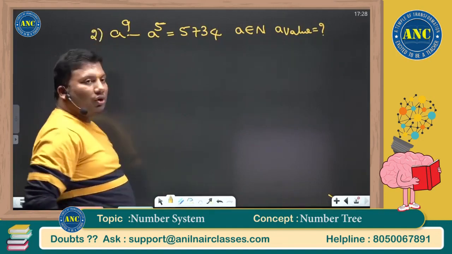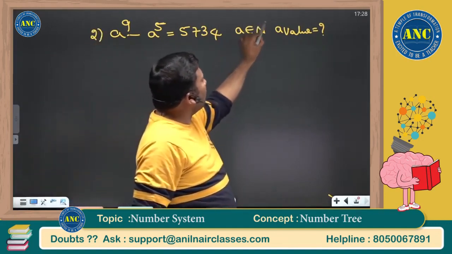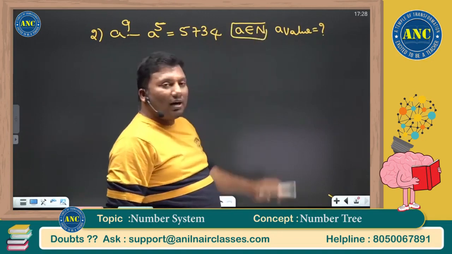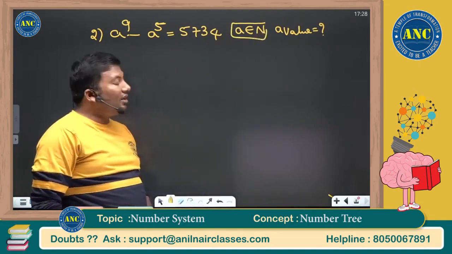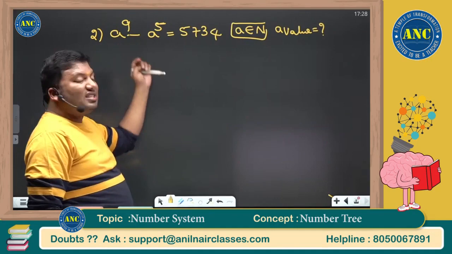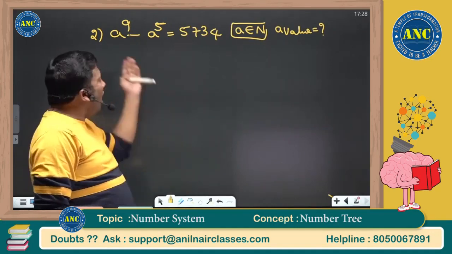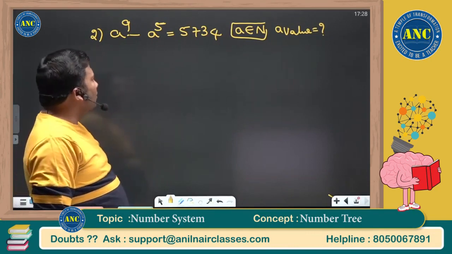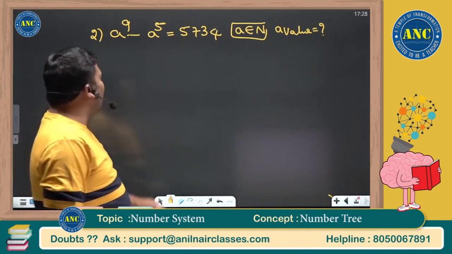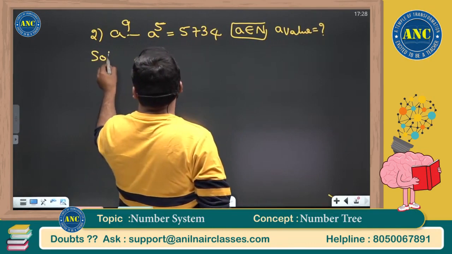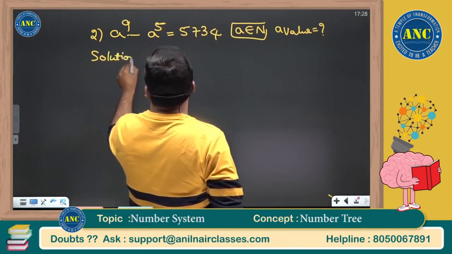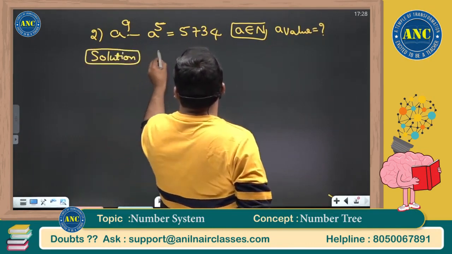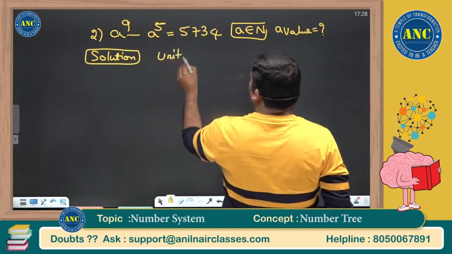Now, if I attack the question using the domain of the question, A is a natural number. A is an even number or A is an odd number. Even minus even is even. Odd minus odd is even. The right hand side is an even number, so this approach does not work. So what we will do is the solution. The best way to solve this question is based on the unit digit logic.